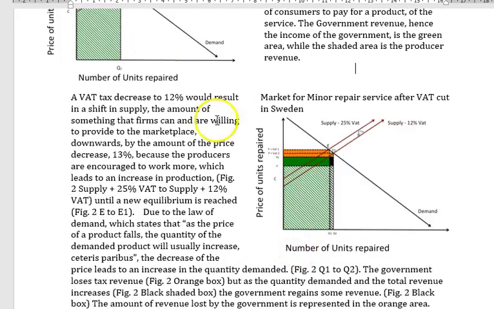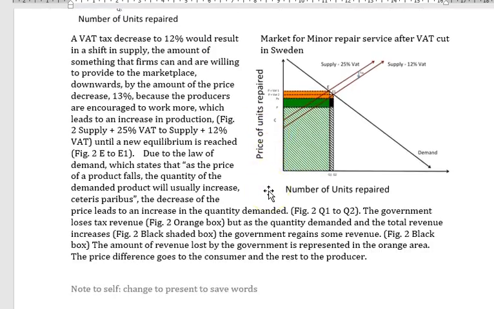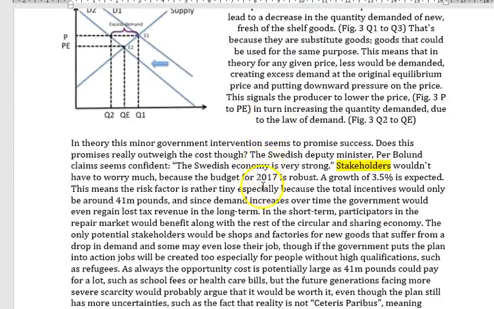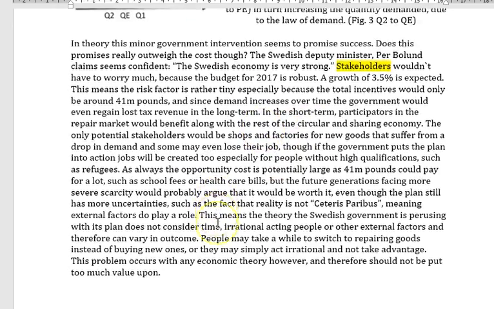So it would be a good idea here that you number your diagram, so you can refer to, as seen in diagram 2, that the government loses blah blah blah in terms of revenue, so that you can refer back to the diagrams when dealing with the theory down here.